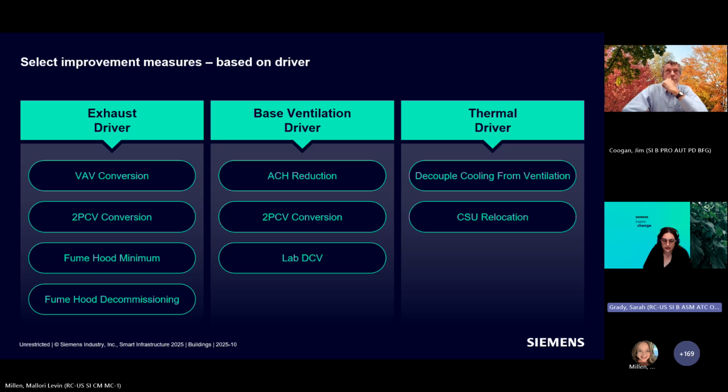For exhaust-driven systems, we're going to look at how we can lower the equipment exhaust load. And this might be reducing fume hood minimums, decommissioning or possibly hibernating fume hoods when possible.